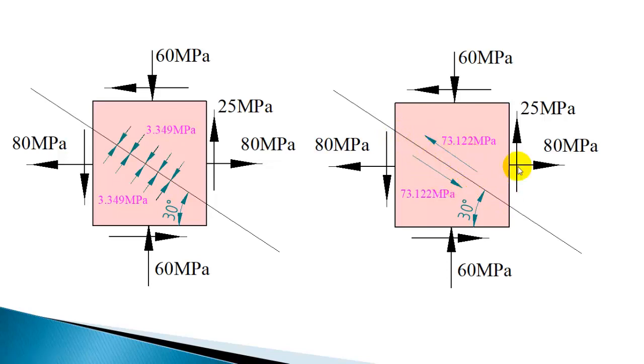We don't know what the maximum shear stress is. We will learn to find the maximum shear stress in the next class, but on this plane the shear stress is 73.122 megapascal, and it will be acting along the plane. So these are the stresses acting on this given plane.